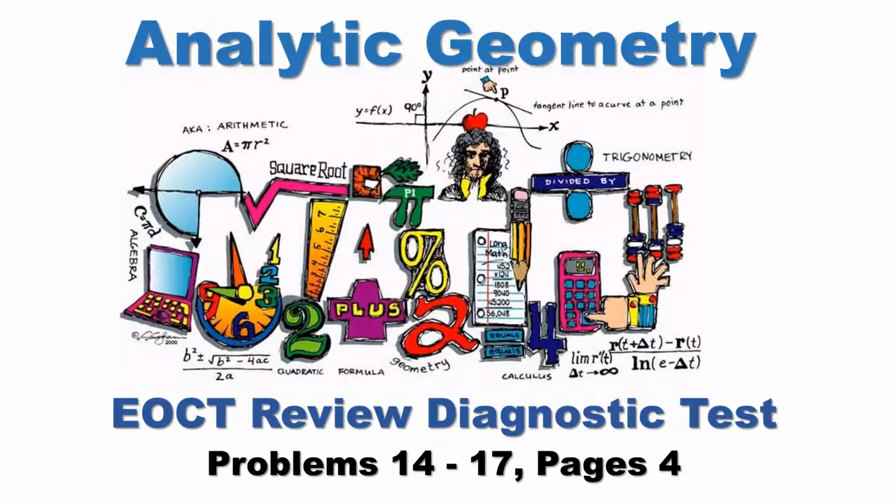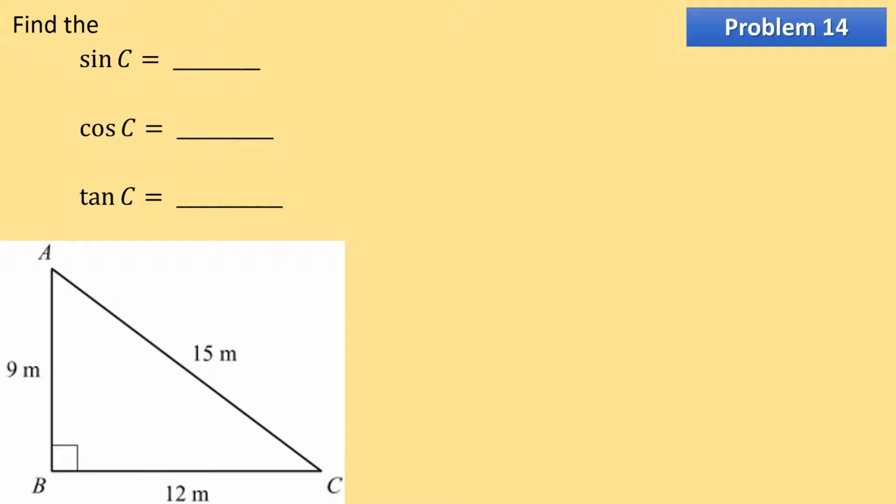Let's do some more review for the EOCT. This is using the diagnostic test, problems 14 through 17, and this is at the top of page 4. Alright, we're going to start with problem 14. We want to find the sine of C, the cosine of C, and the tan of C.